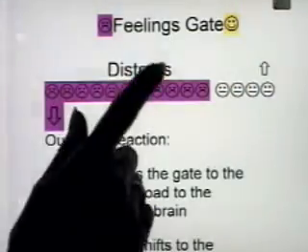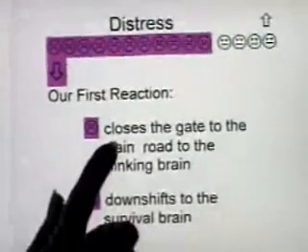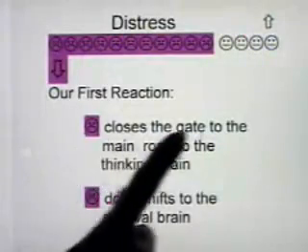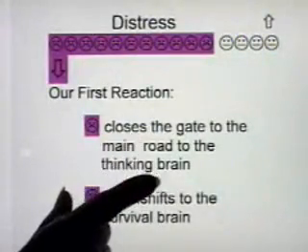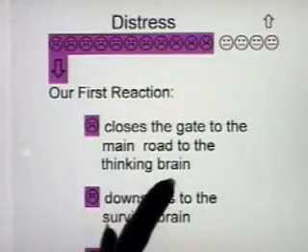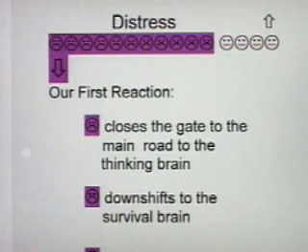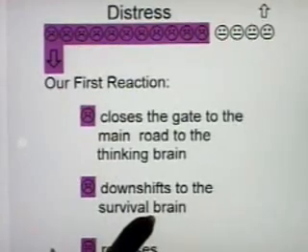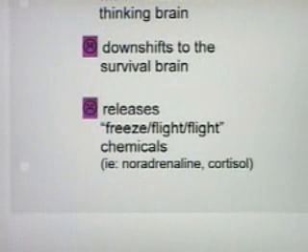So we have two reactions when we feel this. Here's our first reaction. This is the quickest reaction. Our feeling brain, on a subconscious level, our thinking brain isn't involved in this yet, shuts the brain down, shuts the road down to the higher level thinking brain. It closes the gate to the thinking brain, and it downshifts our control into the survival brain. At the same time, it releases fight, freeze, flight chemicals, stress chemicals. And we saw at the beginning of the session that it's that response that is really regulated in the stem of the brain, in our survival brain.